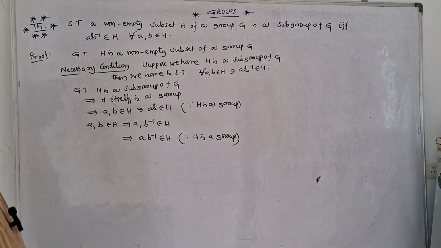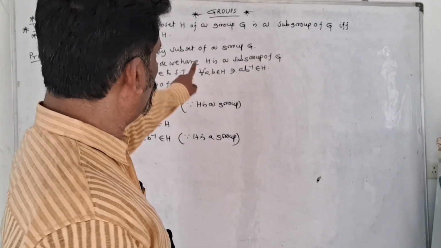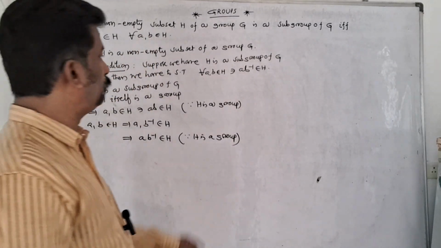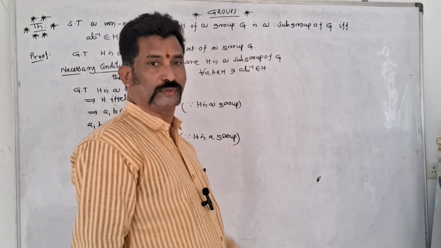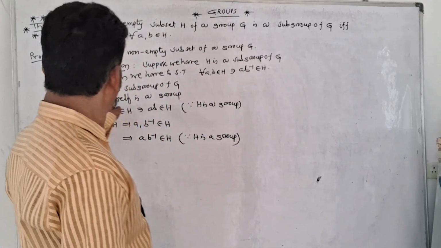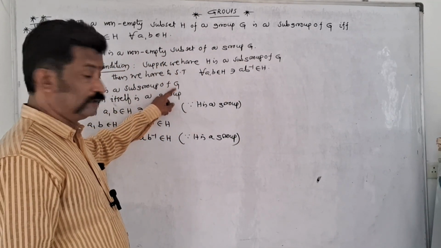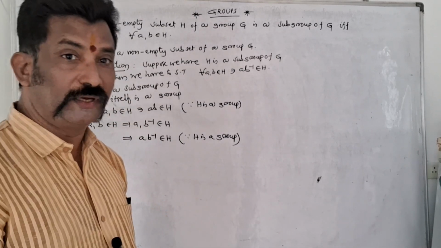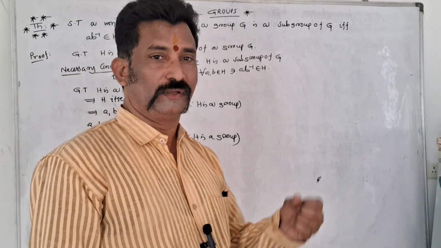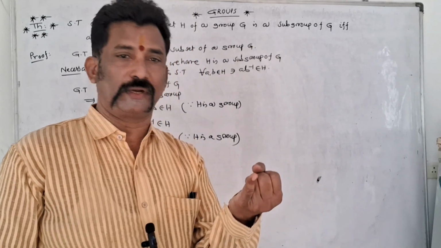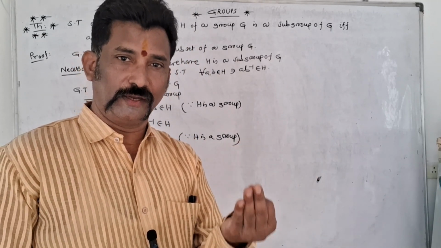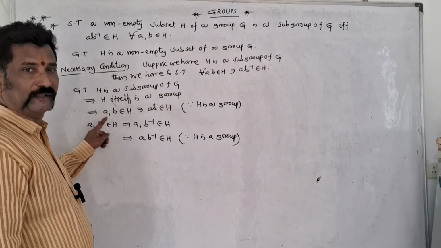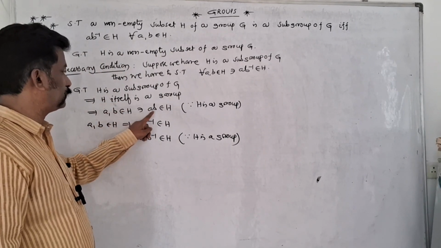So the necessary condition means suppose we have H is a subgroup of G, then we have to show that for all A, B belongs to H, AB inverse belongs to H. So H is a subgroup of G, that implies H itself is a group. Group means, according to the definition, H satisfies the closure property, associative property, identity property, and inverse property. So, by using the closure property, A, B belongs to H implies A into B belongs to H.